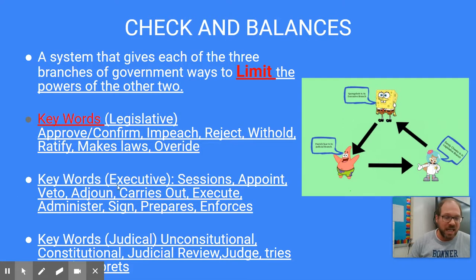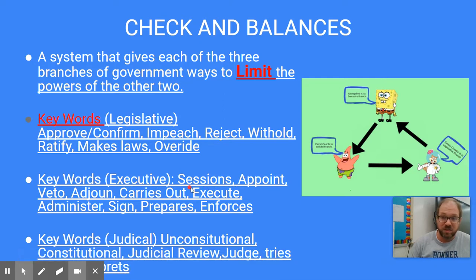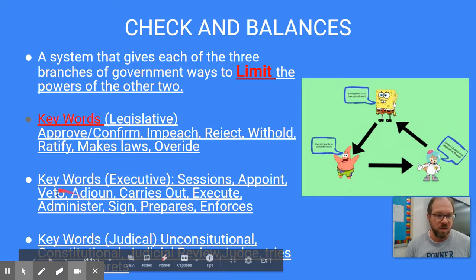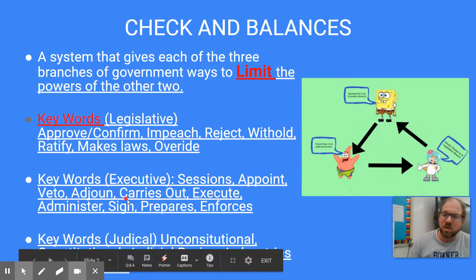Now, for the executive branch, let me get my pointer. Your keywords for the executive branch are going to be session, as in call a special session of Congress, appoint, veto, adjourn. He can also adjourn Congress, just like he calls a special session. And when you see the word veto, that means veto a bill so it doesn't become a law. These are his actual jobs, like carrying out, executing the law, or administering the federal bureaucracy. That's always the executive branch and the president. He can sign a bill into law. He prepares the budget, and he enforces the law. Those are keywords of the executive branch.